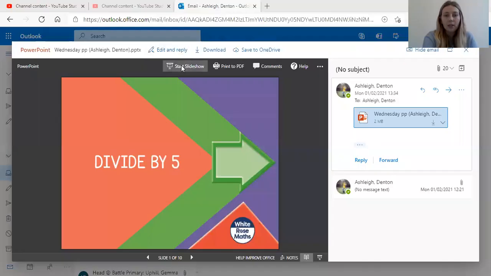This morning we are going to be looking at dividing by 5. So let me just start the PowerPoint for us this morning. Okay, so we're going to be looking at dividing by 5. This morning I need you to have a pen, a piece of paper, the PowerPoint in front of you, which hopefully you already have, and the worksheet ready for you to complete when we are finished.